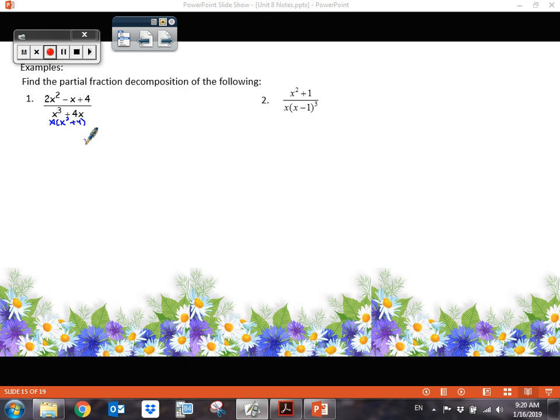Okay, so now I'm going to break it apart into little fractions. So this is equal to A over x, plus Bx plus C over x squared plus 4. Okay, so notice how I'm setting this fraction equal to the original fraction. My little fractions I'm breaking apart are going to be equal to the original fraction.